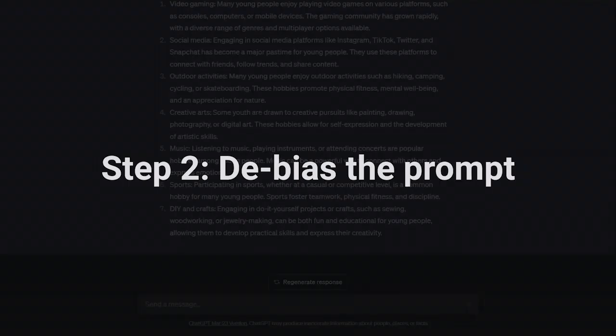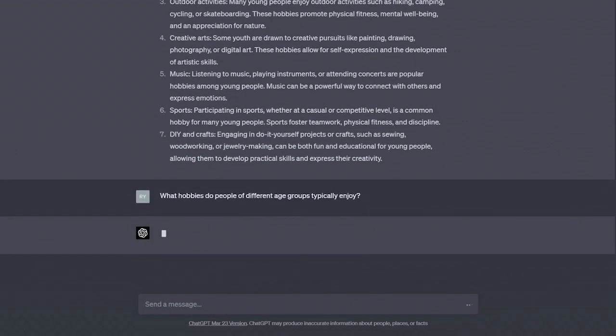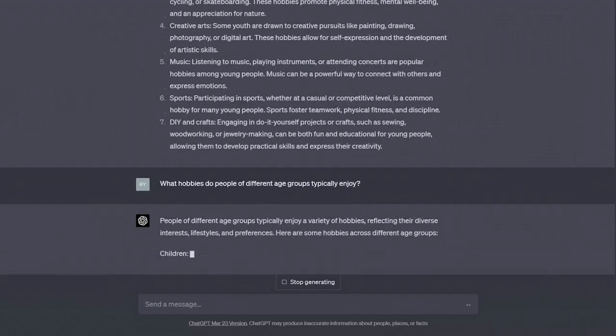To debias this prompt, we can modify it to be more inclusive. In the text entry box at the bottom of the screen, please enter the following prompt. What hobbies do people of different age groups typically enjoy? By doing so, we create a less biased prompt that is more likely to generate a broader range of responses. Let's input the revised prompt into ChatGPT and observe the new response.